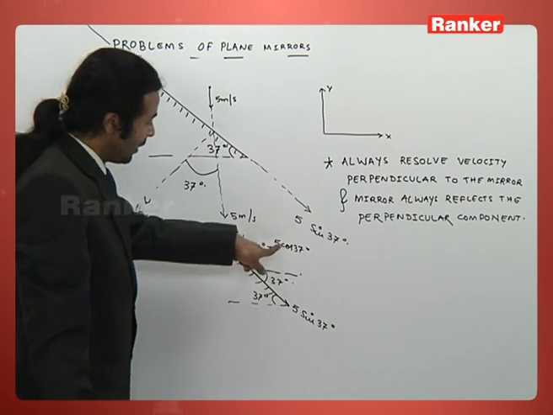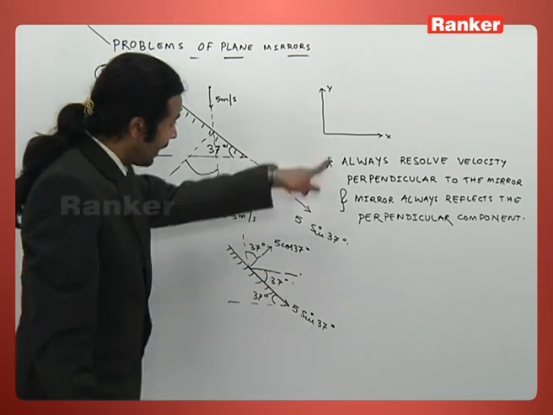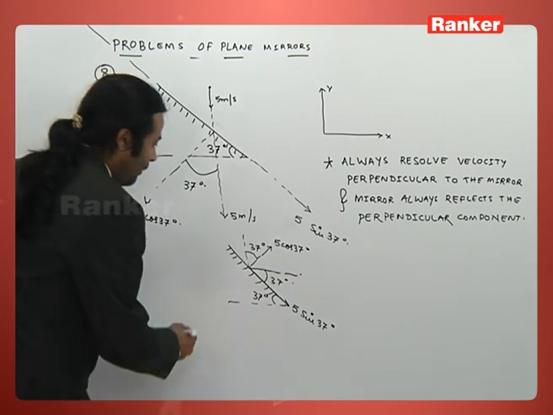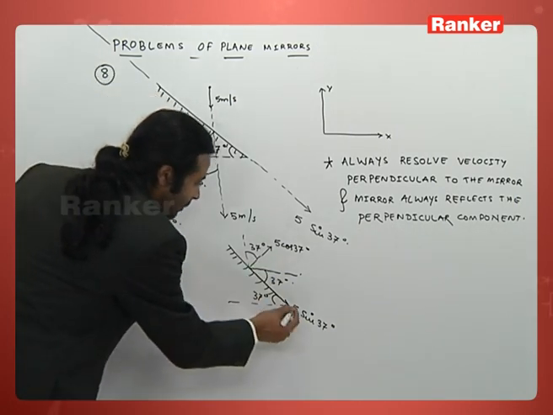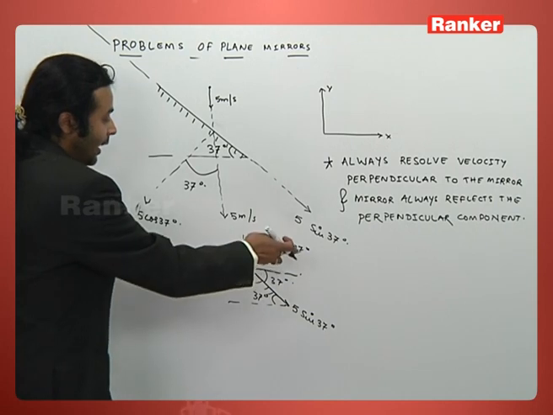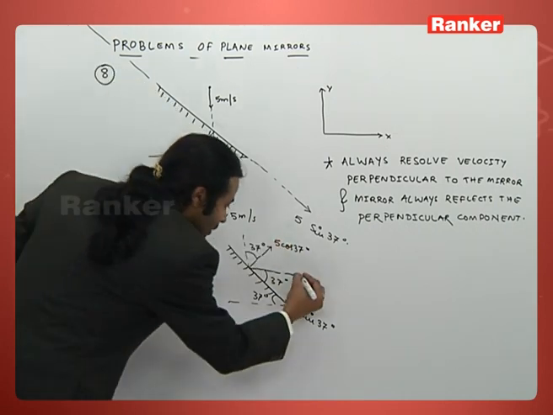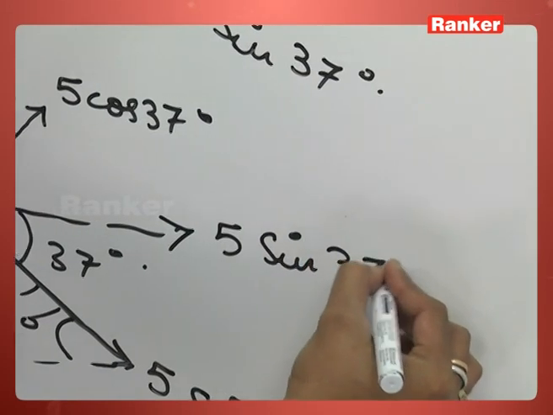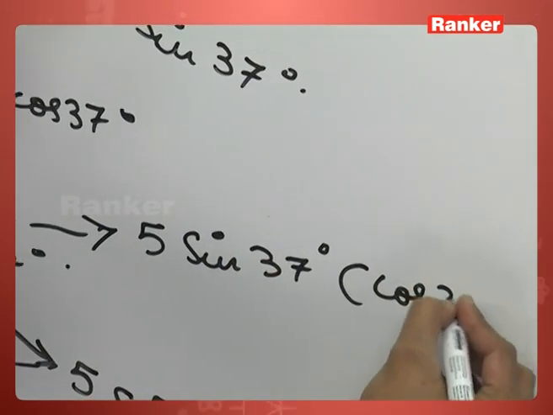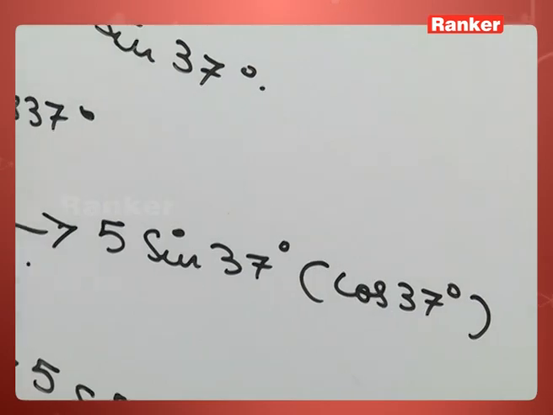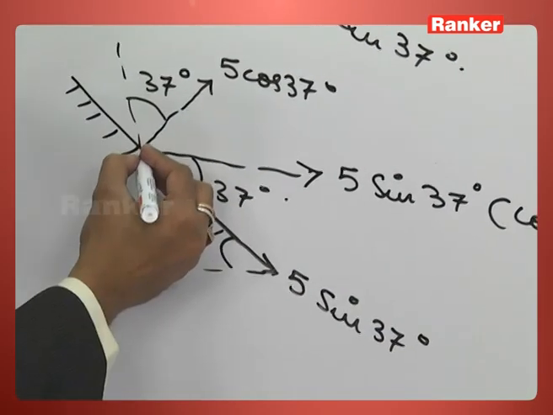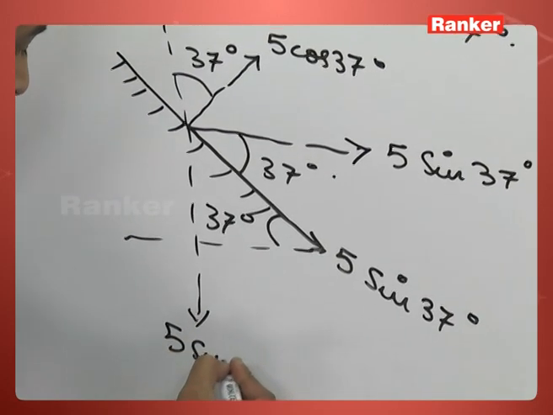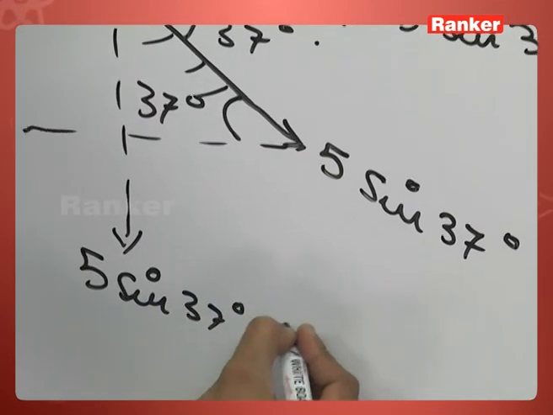Now I want to resolve these velocities in this x component and y component. So first of all, let us resolve this 5 sin 37 along x component and y component. So this one will be 5 sin 37 into cos 37 component of this, and this one will be down, I take it 5 sin 37 into sin 37.